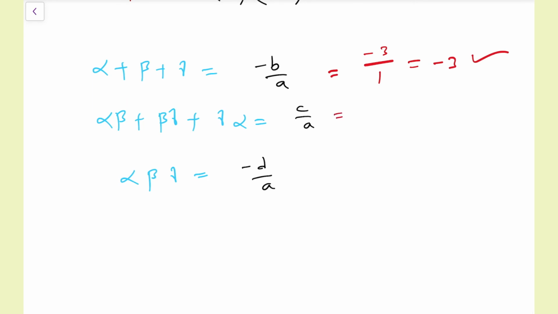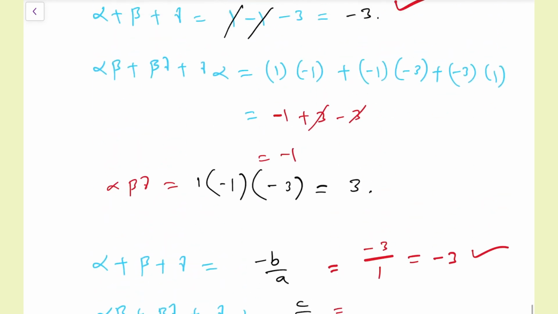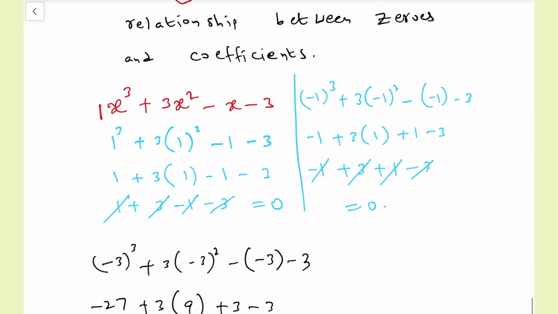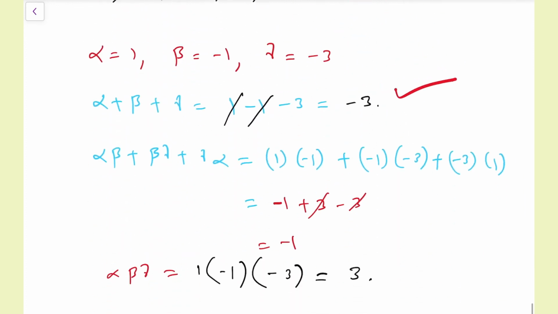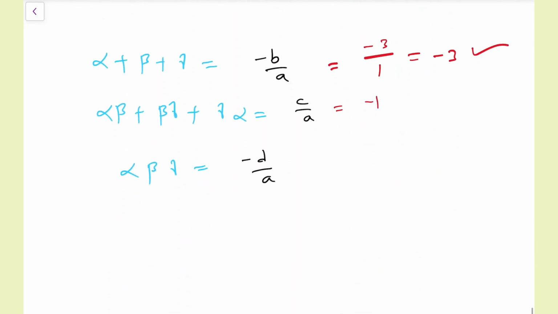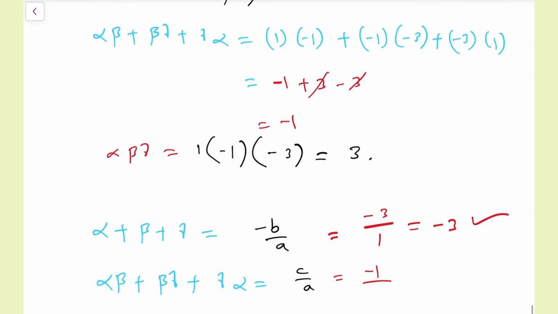Next, alpha beta plus beta gamma plus gamma alpha, that is c by a. C is the x coefficient. Here before x nothing is there, so it means minus 1. C is minus 1 divided by, then coming to the a, already we know 1. So minus 1 divided by 1, minus 1 only. Next, here also we got minus 1, here also minus 1.